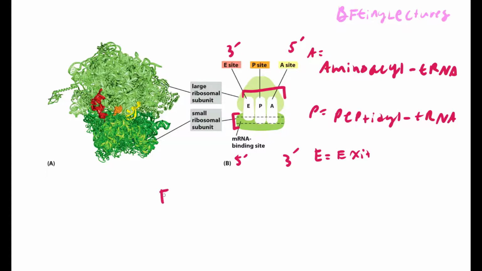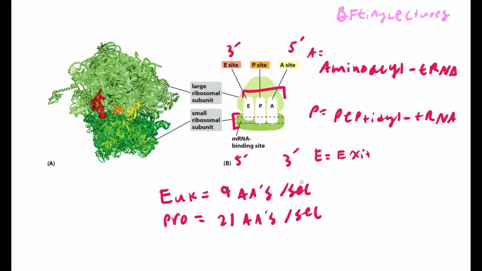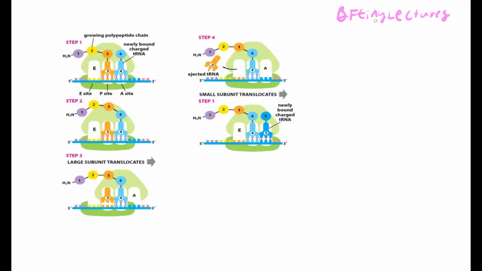Now within eukaryotic organisms, there's about 6 to 9 amino acids processed per second. So we can say that we make 9 amino acids per second. Now for prokaryotes, it's pretty surprising, but they can actually make 21 amino acids per second. So they're a lot faster than eukaryotes, which is, again, pretty interesting.